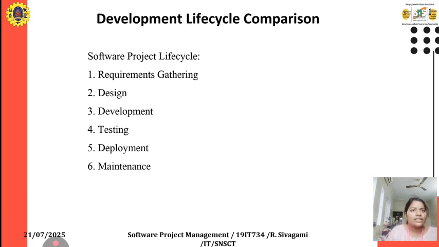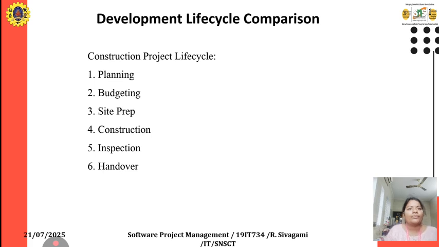The next one is the development life cycle comparison. The software project life cycle is requirements gathering, then design, development, testing, deployment, and maintenance. For non-software projects, it is planning, budgeting, site preparation, construction, inspection, and handover.